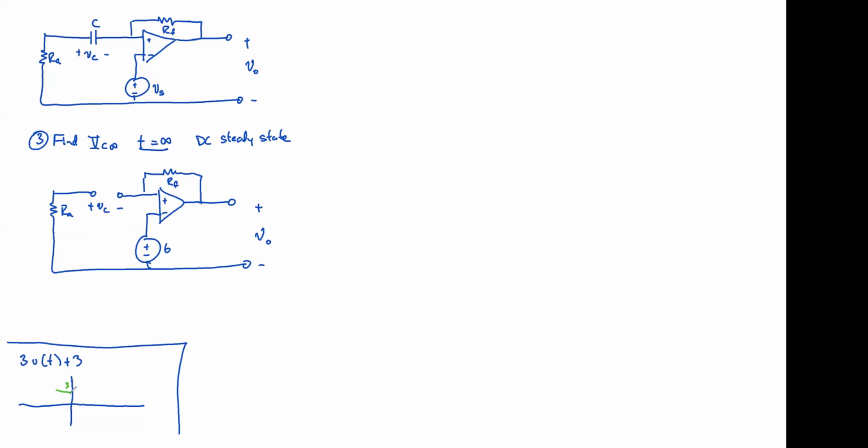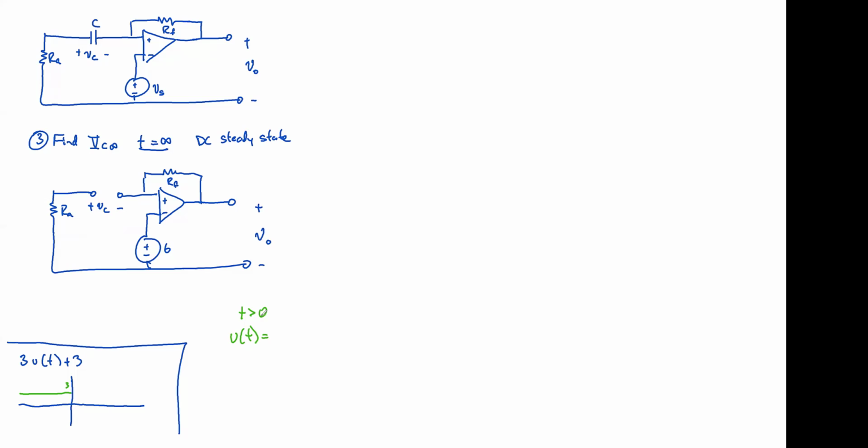So for time less than 0, it's a constant 3. What is it for time greater than 0? What's U of t for time greater than 0? Just U of t. It's 0. It's 0. But I only care about for time greater than 0. So what is U of t for time greater than 0?